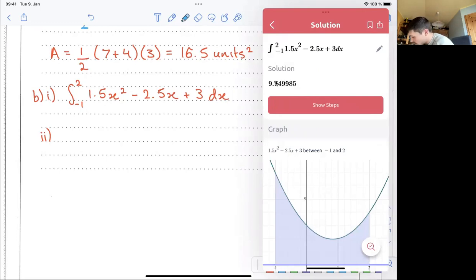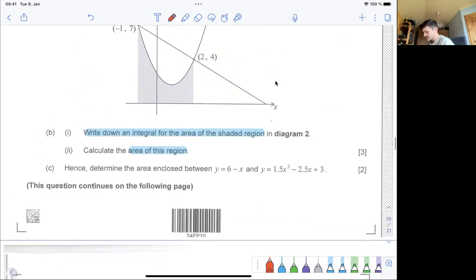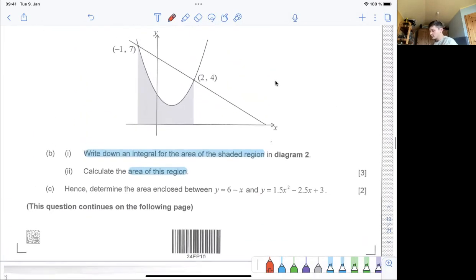So what I'm going to do is get rid of this. We'll say area equals 9.75 units squared. Cool. So there is the answer to part B. All right, moving on to part C. Hence, determine the area enclosed between y is equal to 6 minus x and y is equal to 1.5x squared minus 2.5x plus 3.